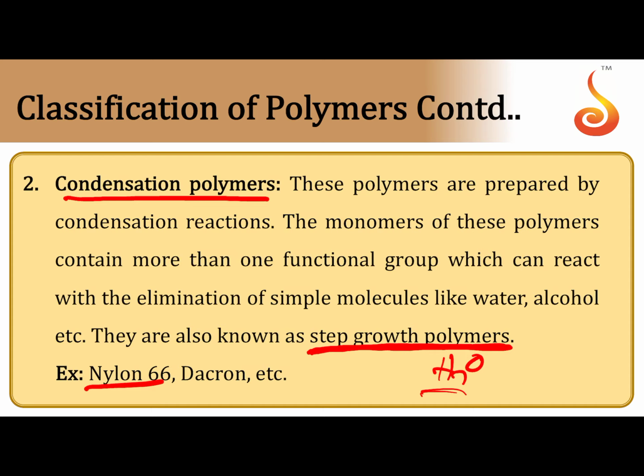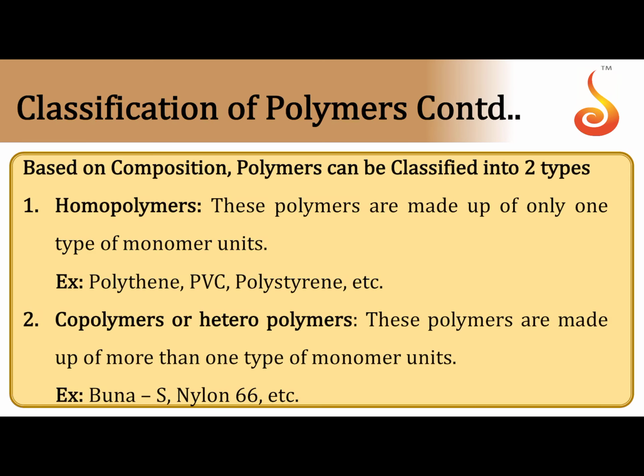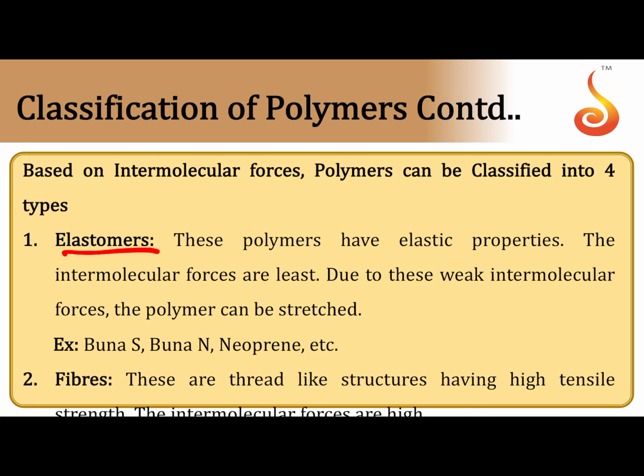So nylon 6,6. Two polyfunctional monomers may be subjected to condensation by the elimination of H2O. The bond formed between two monomers may be an amide bond. They are called polyamides. Example, nylon 6,6. Or an ester bond, a COO bond, may link two monomers. They are called polyesters, like Dacron. Next, based on the type of monomers involved, they are divided into two types: homopolymers, where only one type of monomer is involved, and copolymers or heteropolymers, where two or more types of monomers participate.